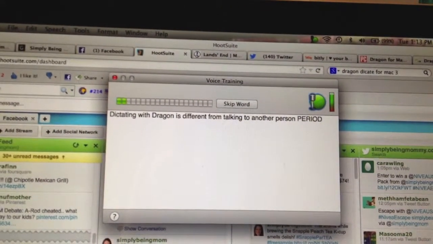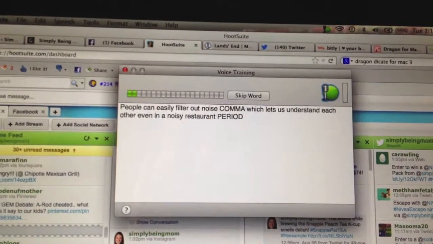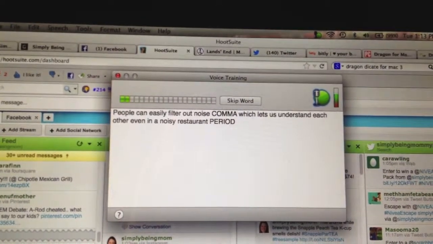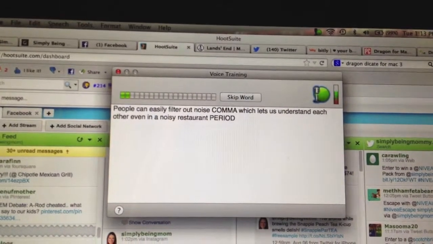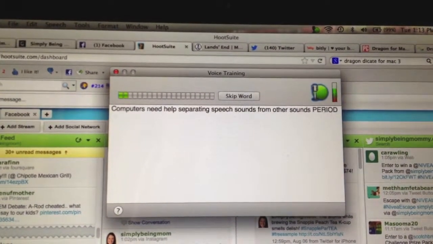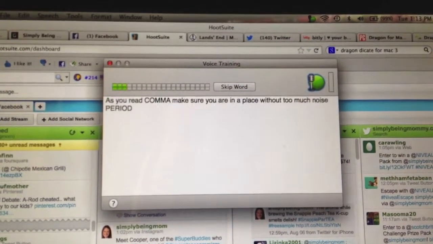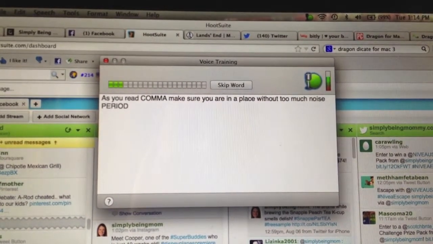Dictating with Dragon is different from talking to another person. People can easily filter out noise, which lets us understand each other even in a noisy restaurant. Computers need help separating speech sounds from other sounds. As you read, make sure you are in a place without too much noise.